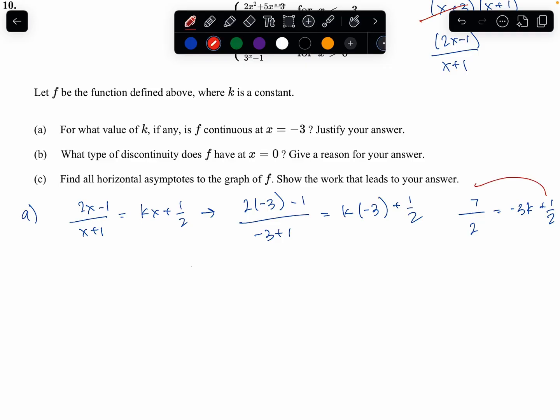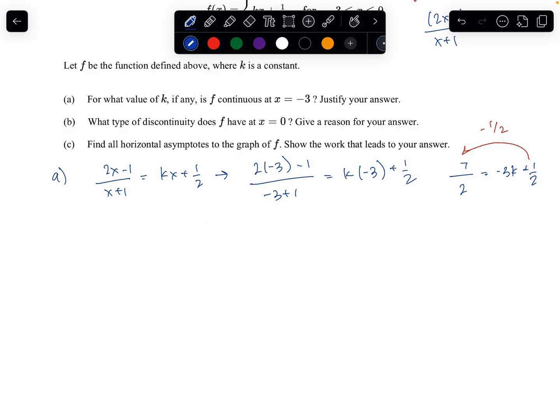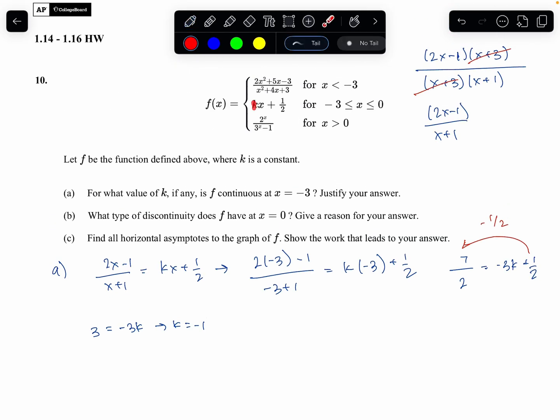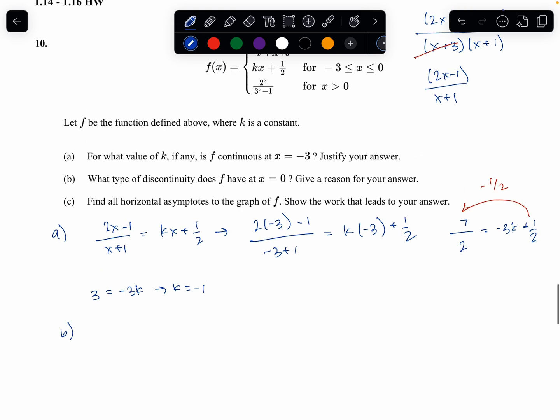And then if I subtract 1/2, that's going to become 6/2, which is going to become 3, I think. So that becomes 3. That's going to be equal to -3k divided by -1. So k is going to be equal to -1. Okay, so for what value k, if any, is f continuous at x equals -3, that's if this value is -1. For B, what type of discontinuity does f have at x equals 0?